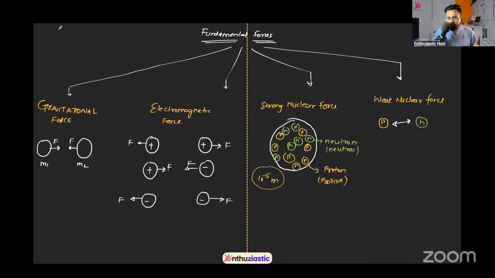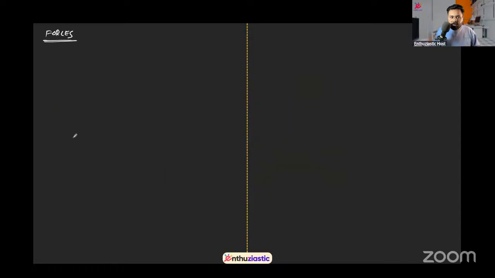So, let's write forces. The first force that we want to understand here is called the gravitational force. Now, this gravitational force originated from this force itself. So I'll just make a tree diagram sort of thing for the forces, and then we'll talk about them in detail one by one. Okay, so let me give you an overview of it.